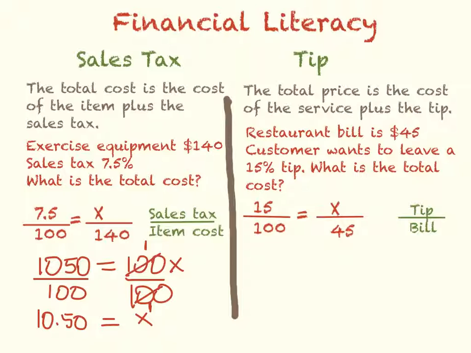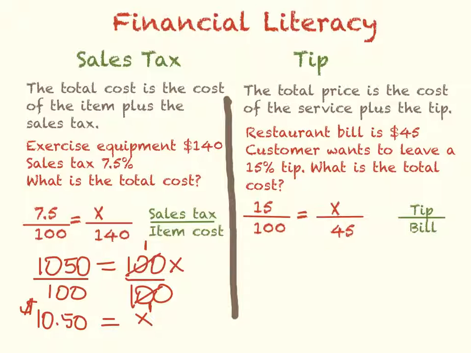And what does that 10 and 50 hundredths represent? That's the amount of sales tax in money. So we should go ahead and add a dollar sign to that: $10.50. And if that is the sales tax in money, the question says that we need to solve for the total cost. How are we going to do that? We're going to have to add the $10.50 of sales tax to the amount the exercise equipment costs.